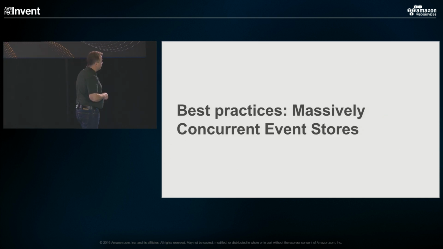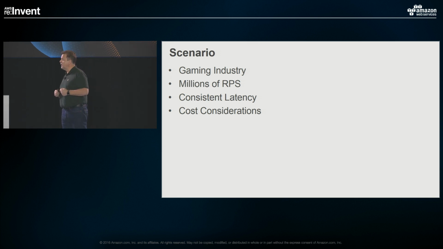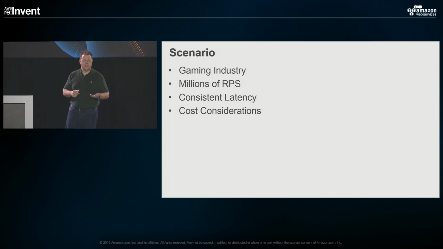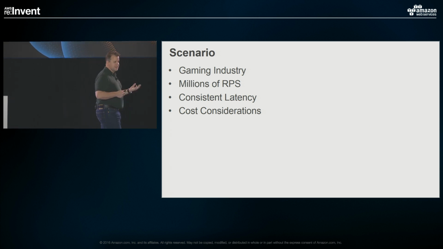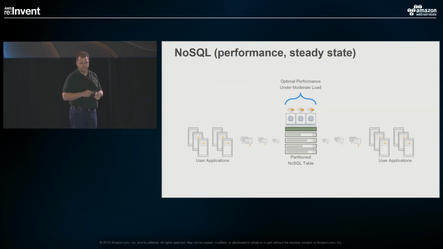Moving on from there, let's take a look at massively concurrent event stores. In this scenario, we have a gaming industry customer, and this gaming industry customer needs to handle millions of requests per second. They need to be able to scale very high. They need to have consistent latency. Whether they have a lot of users online at one time or a few users, they need to make sure that they have a consistent gaming experience for their customers. And of course, they're also concerned with cost.